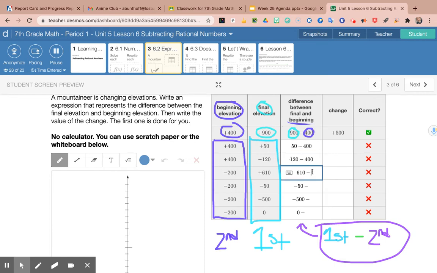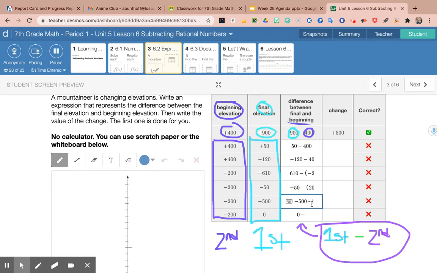This one was negative 200, so I can put parentheses like this, or I can put no parentheses. So it's really up to you, but I'm doing this number minus this number. Negative 50 minus negative 200, whoops. Negative 500 minus negative 200. So notice that these last four problems have a negative 200. 0 minus negative 200.